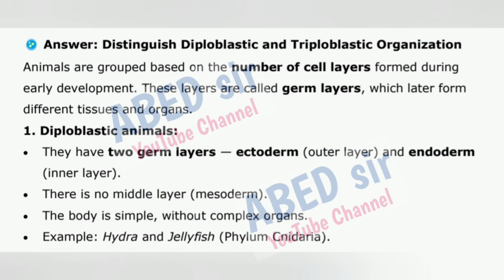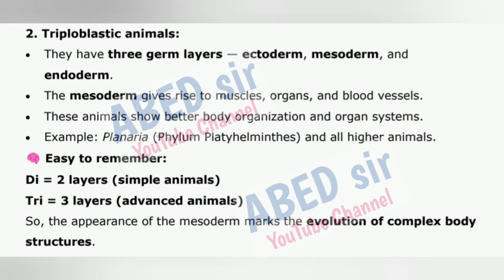The body is simple, without complex organs. Example: hydra and jellyfish, phylum Cnidaria. 2. Triploblastic animals. They have three germ layers: ectoderm, mesoderm, and endoderm. The mesoderm gives rise to muscles, organs, and blood vessels. These animals show better body organization and organ systems. Example: planaria, phylum Platyhelminthes, and all higher animals.